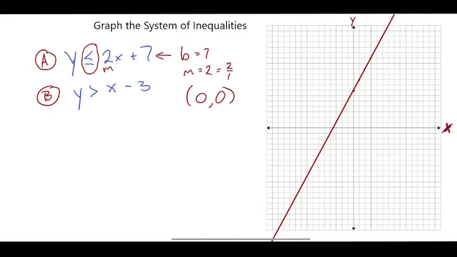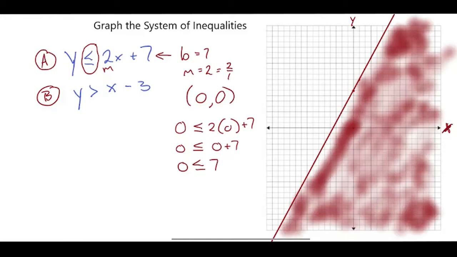So I'm going to plug that in to the original inequality. So inequality A, 0 is less than or equal to 2 times 0 plus 7. So 0 is less than or equal to 0 plus 7. 0 is less than or equal to 7. Well, 0 is less than or equal to 7, so that means that the point 0, 0 does work for this particular inequality. So I'm going to shade this side of the inequality.